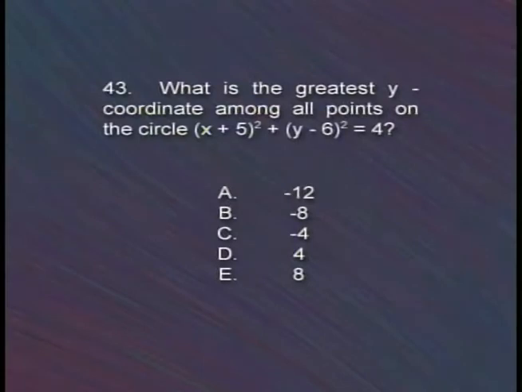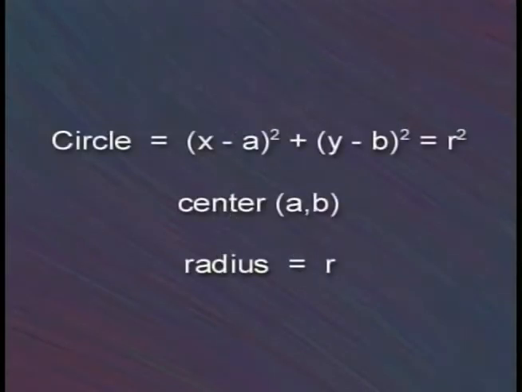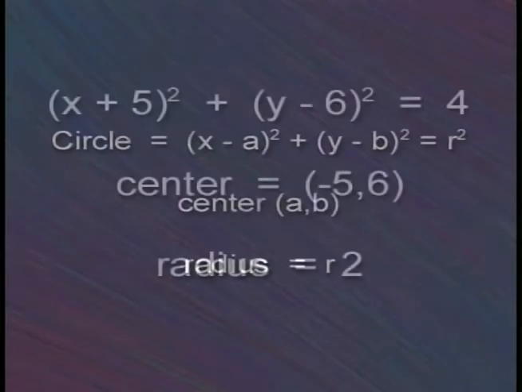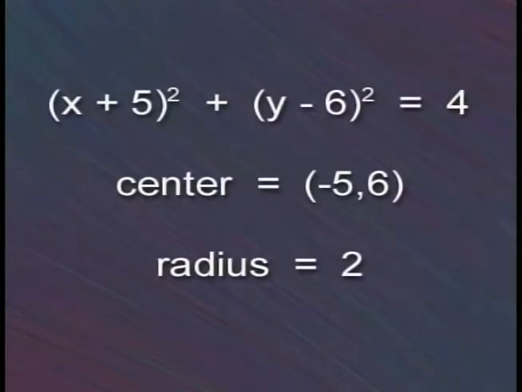Problem 43. What is the greatest y-coordinate among all points on the circle (x plus 5) squared plus (y minus 6) squared equals 4? The standard equation for a circle is (x minus a) squared plus (y minus b) squared equals r squared. The center of the circle is at (a, b) with radius r. In this problem, the center of the circle is at (-5, 6) with a radius of 2.